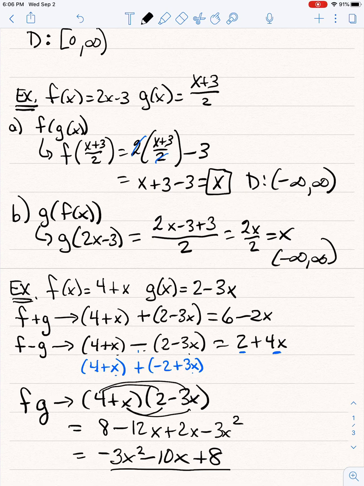Again, this has been compositions of functions, f of g of x, g of f of x, looking at what we get when we combine functions, and then taking a quick look at their domains.